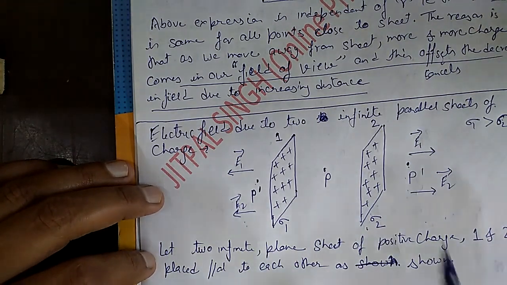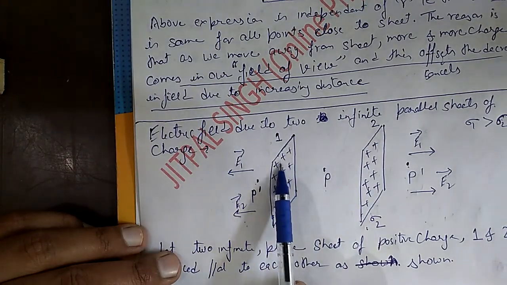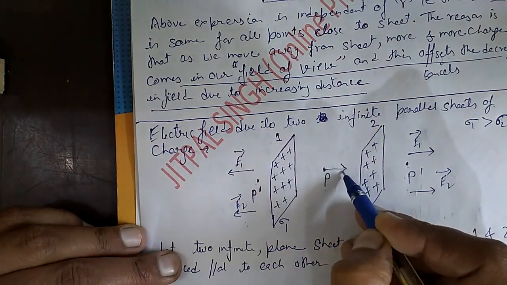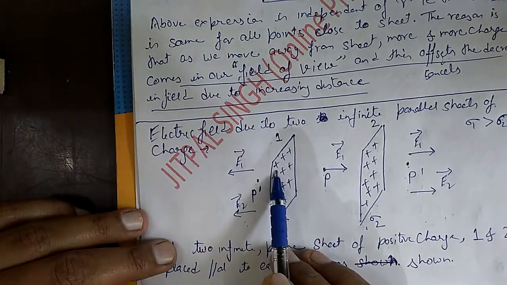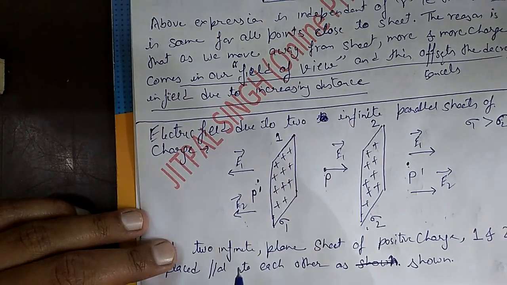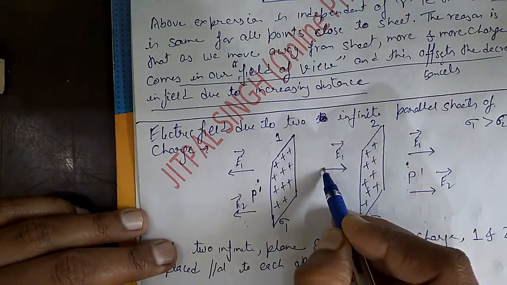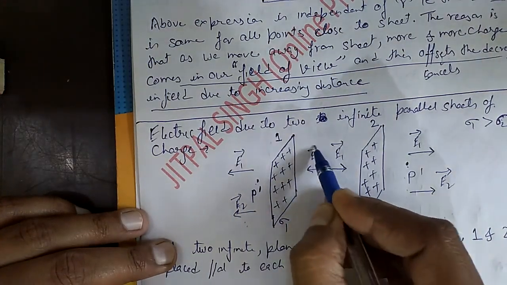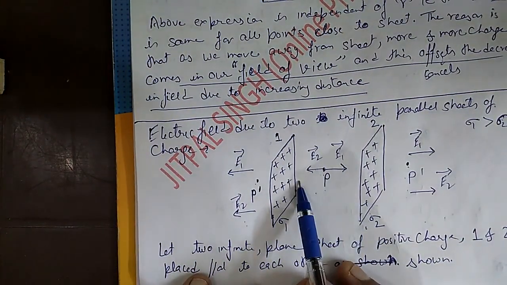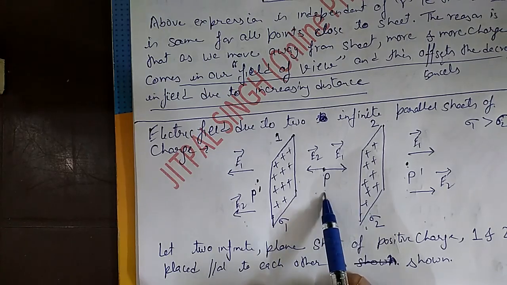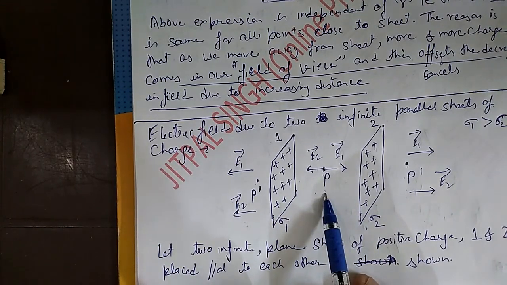But what happens if we take point P in between? For point P in between, the field due to the first sheet is towards right. Why? Because if you keep a test charge, then the first sheet will repel that charge towards right. Similarly, the field due to the second sheet at P is towards left. So E2 is towards left. So for point P, the fields are in opposite directions. So the net field would be the difference of the two fields. So for point P, the electric field is equal to the difference of the two fields.